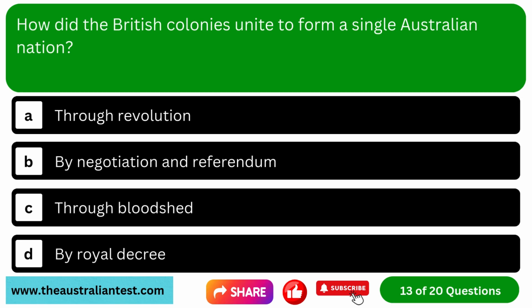Question 13. How did the British colonies unite to form a single Australian nation? Option A. Through revolution. Option B. By negotiation and referendum. Option C. Through bloodshed. And option D. By royal decree.